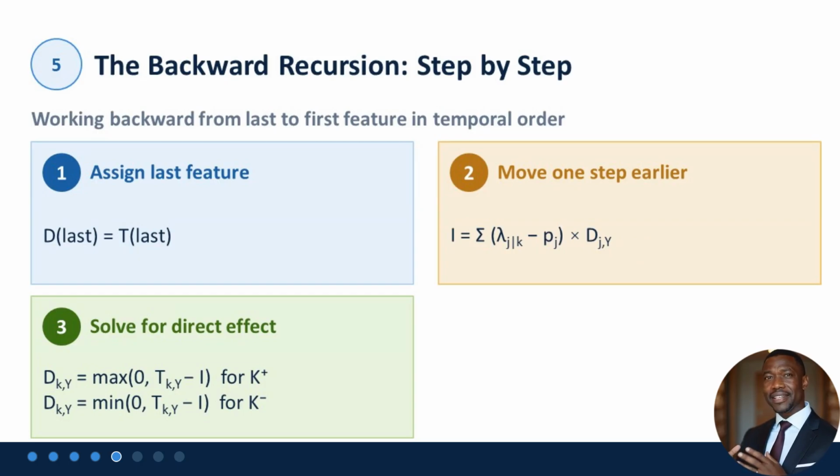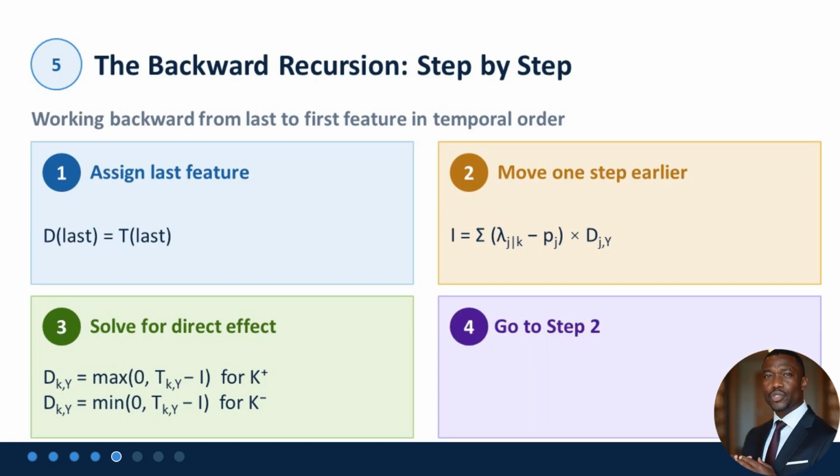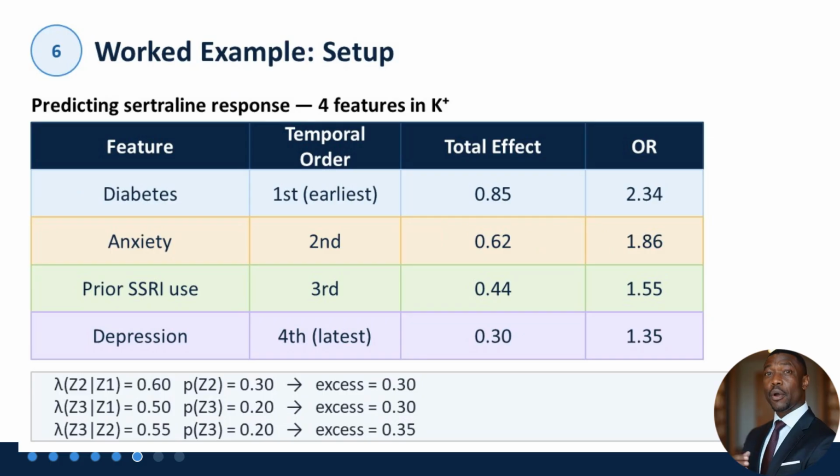Third, subtract the indirect effect from the total effect within each set of risk increasing or decreasing variables. Fourth, go to step 2, continuing backward through the temporal order until all features have been assigned a direct effect. The key is that each step uses the direct effects already computed in previous iterations, which is why working backward is essential. For our worked example, we have 4 features all in K+.